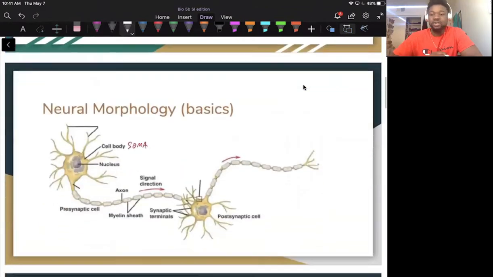So we're going to get started with the basics, neural morphology. Like every single cell in your body, there's a nucleus, mitochondria, organelles. They have to be put somewhere, and for neurons, they're no different. They have the same, except they're put in here, the cell body. And this cell body, otherwise known as the soma, is going to have a bunch of extensions coming from it, otherwise known as processes.